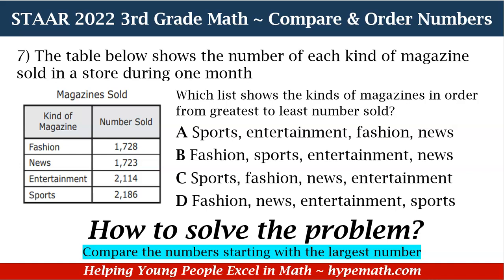What is the larger number between 1 and 8? If you said 8, you're absolutely correct. So we know that sports is the greatest number. And then after that is entertainment, because both of them, when we started off, we knew sold the most magazines because they both had a 2 in the thousands place. So again, sports, then entertainment.